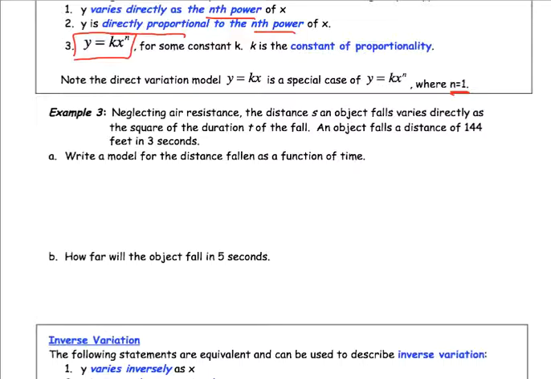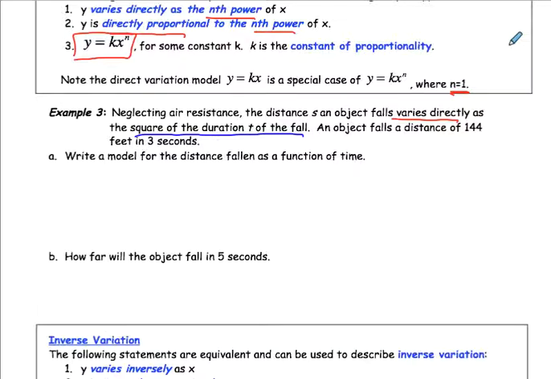So here's the example. I'll read it first. Neglecting air resistance, the distance s that an object falls varies directly, so this is our key, as the square of the duration t of the fall. Okay, so this is going to help us write our model. The next sentence is going to help us find the constant. An object falls a distance of 144 feet in 3 seconds.